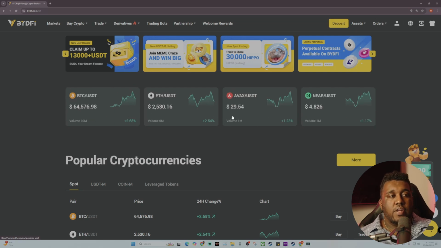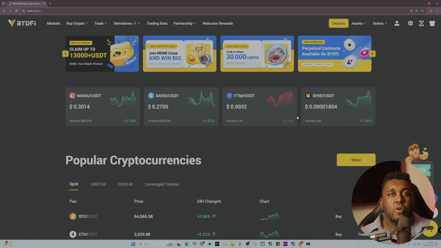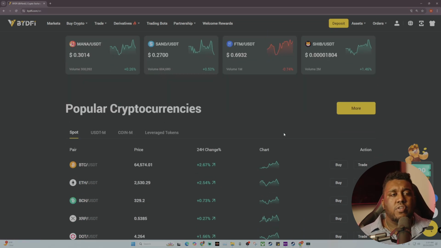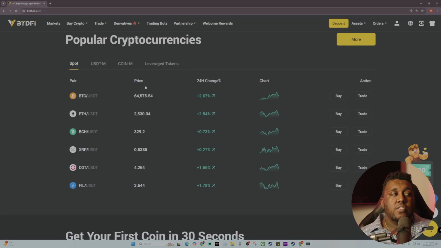Next up, you're going to see different crypto tokens and what they're kind of doing. You can see Bitcoin, Ethereum, AVAX, NEAR. There's not really an order to this. It's just kind of showing you guys what's happening overall in the market so you understand what's going on. Afterwards, you got popular cryptocurrencies, so Bitcoin, Ethereum, Bitcoin Cash, etc. And you're just seeing the 24-hour change there plus the chart.